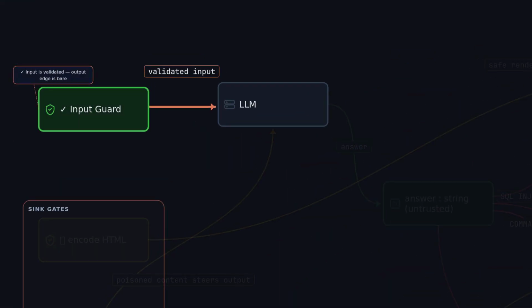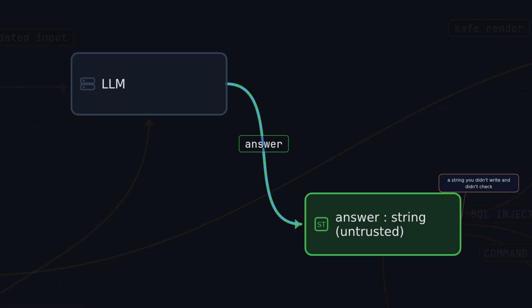Everyone guards the input. You validate what users send in. But look at the output edge leaving the model. It's wide open. No guard, no encoder, no checks. The model's answer is just a string. One you didn't write, one you didn't check. It has no trust label attached to it, but your code is about to treat it like it does.